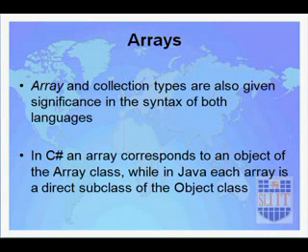Arrays. Arrays and collection types are also given significance in the syntax of both languages, thanks to an iterator-based foreach statement loop. In C#, an array corresponds to an object of the Array class, while in Java each array is a direct subclass of the Object class and does not implement any of the collection interfaces. C# has true multidimensional arrays, as well as the arrays of arrays that are available in Java. Multidimensional arrays can in some cases increase performance because of increased locality.